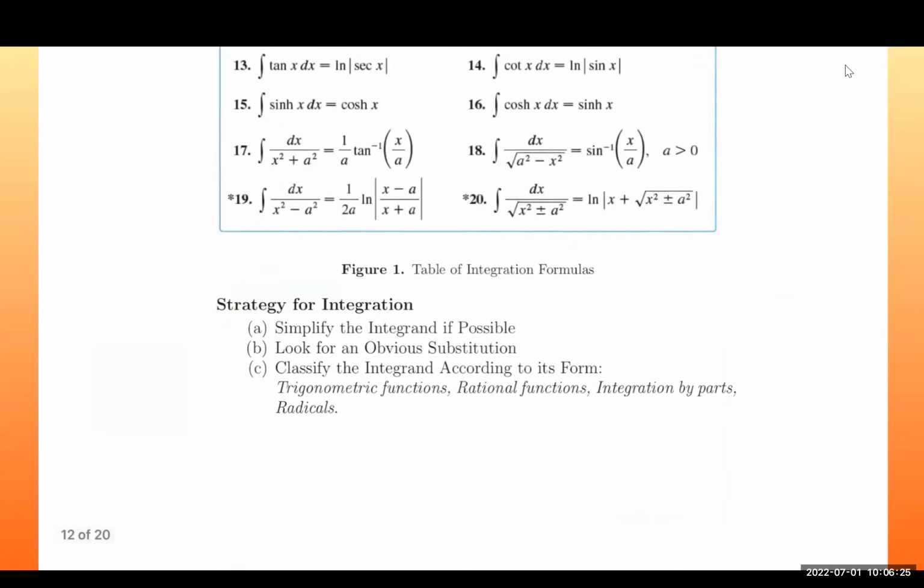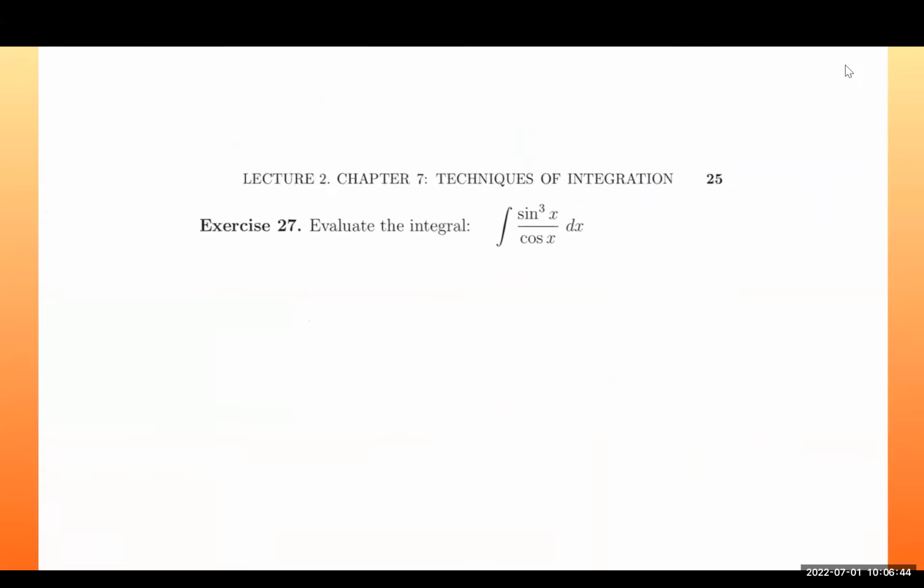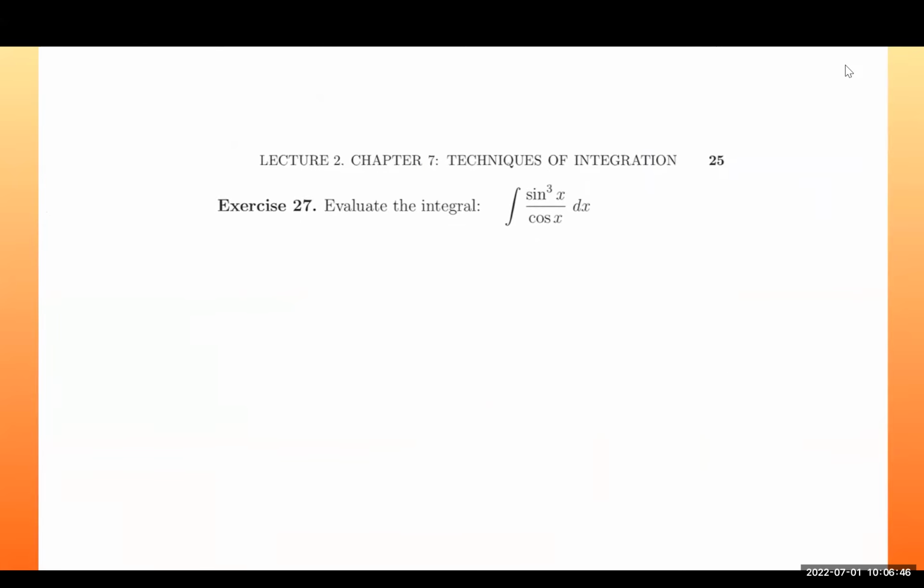All right, so let's look at some strategies. First thing you should do is simplify the integrand if possible. Look for obvious substitutions, and then classify the type of integral, whether it's a trig function or rational, or integration by parts or radicals. It just comes with experience. Doing enough of these, you'll figure out what type of integration is necessary. So for this one, it looks like it smells of a substitution.